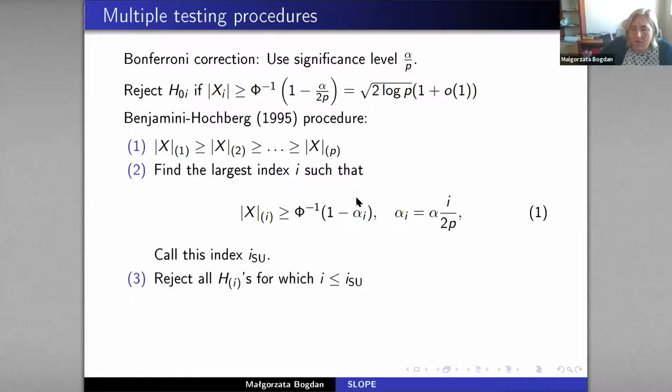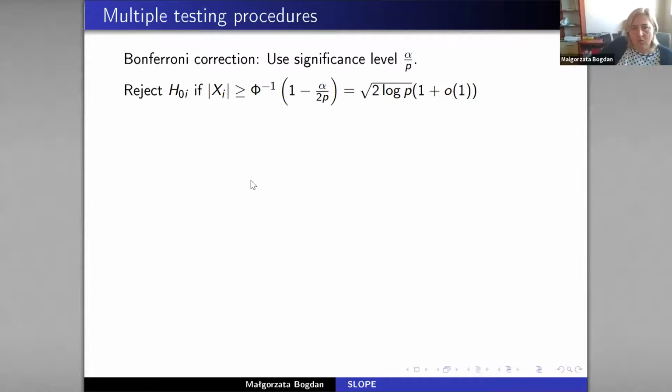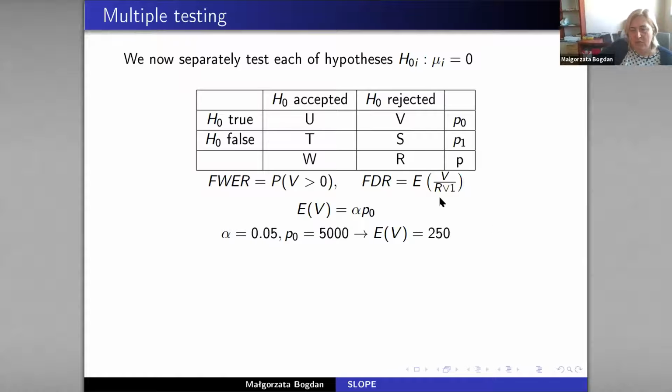Our goal is to control false discovery rate, and this procedure controls false discovery rate. So why does it work this way? Let me give you a little bit of intuition. We want to control false discovery rate, so we are basically saying that I'm going to accept false discoveries as long as they constitute a small proportion of all discoveries.